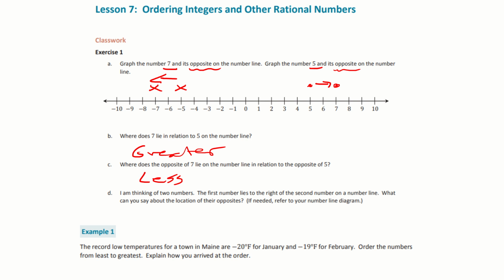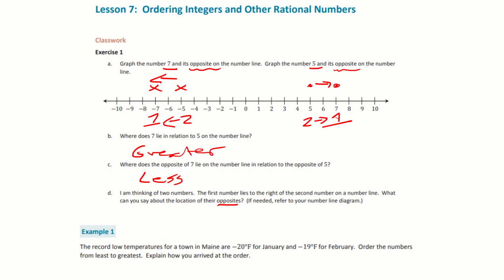D says, I'm thinking of two numbers. The first number lies to the right of the second number on a number line. What can you say about the location of their opposites? So if we look at it, the first number lies to the right of the second number. So number 1, these are the example of 7 and 5. Number 1 lies to the right of number 2 on the number line. What can you say about the location of the opposites? Well, the opposite of 1 before was over here, and the opposite of 2 before was over here.